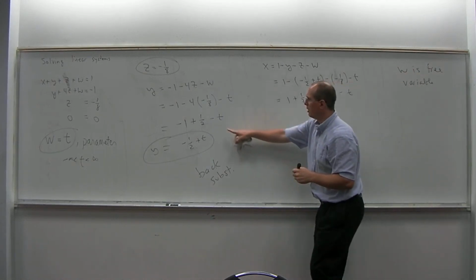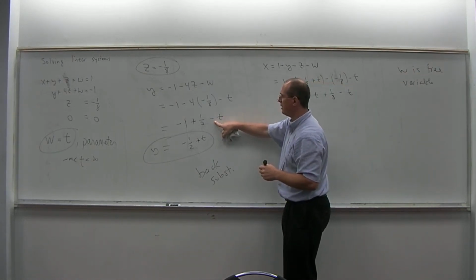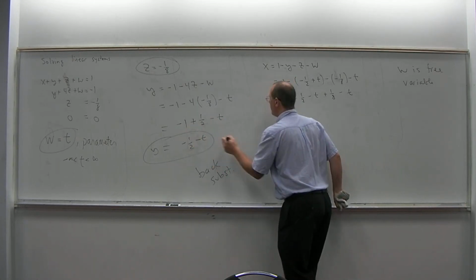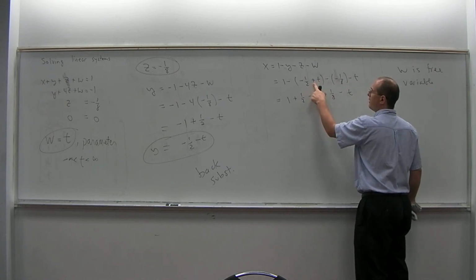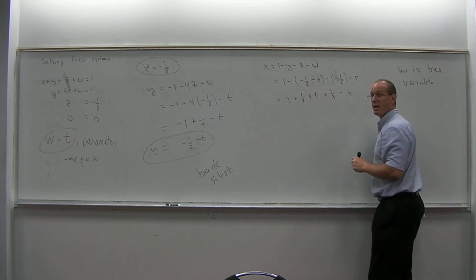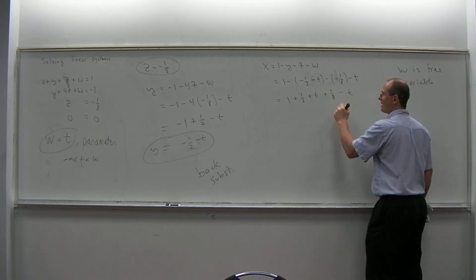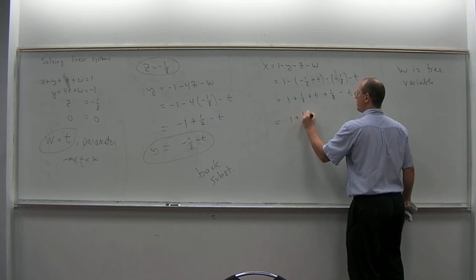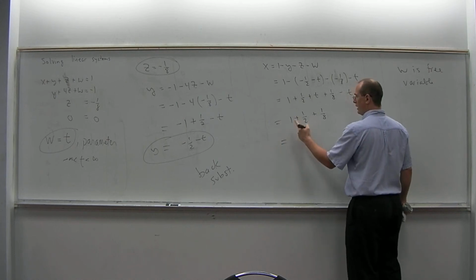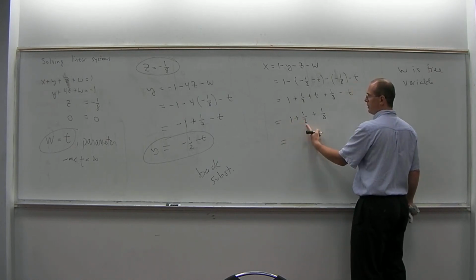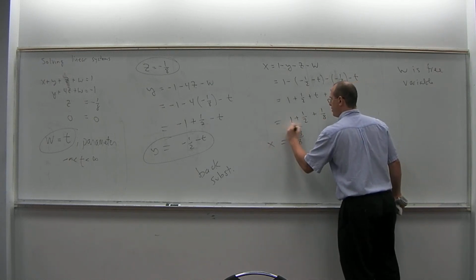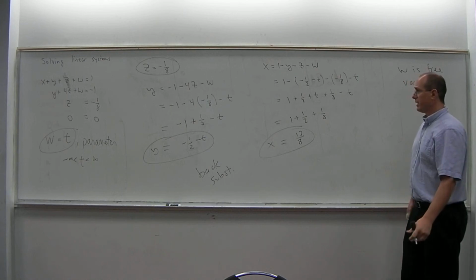I think I made a small error here. This should be a minus t, and I wrote a plus t. That's negative 1/2 minus t. And I just used that here. That should have been negative 1/2 minus t. And then distributing that minus, that makes that a plus. And so t minus t cancels. And we're just left with 1 plus 1/2 plus 1/8. And that's 8/8 plus 4/8, that's 12/8, plus 1 more is 13/8. So x should be 13/8.